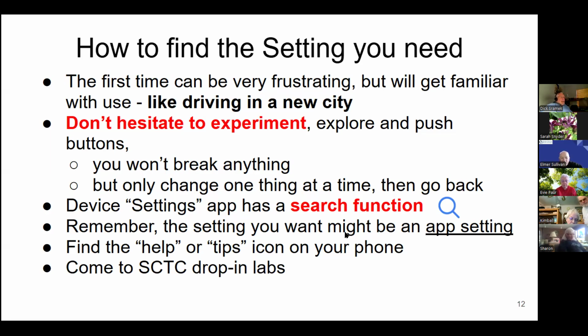It's a great tool. And also, this search function will just be searching your device settings, not your app settings. And it could be that what you're looking for is in an app setting. And there's nothing more frustrating than searching for something that's not there. And so keep open the possibility that what you want is in an app setting. And then your phone probably has a help or tips icon that is useful. And also come in to the SCTC drop-in labs. Probably many of you know about this, but there's a lot of help, either online or in person through SCTC.